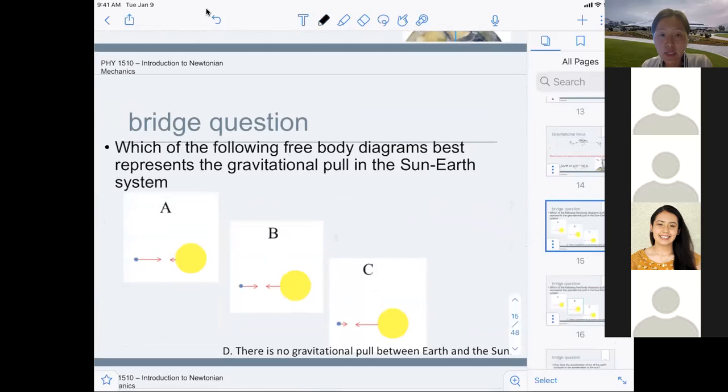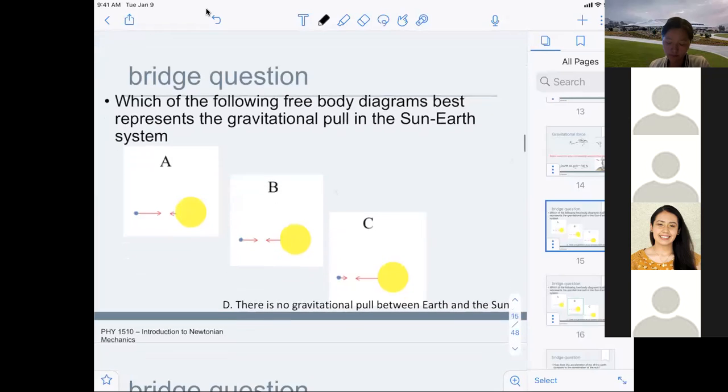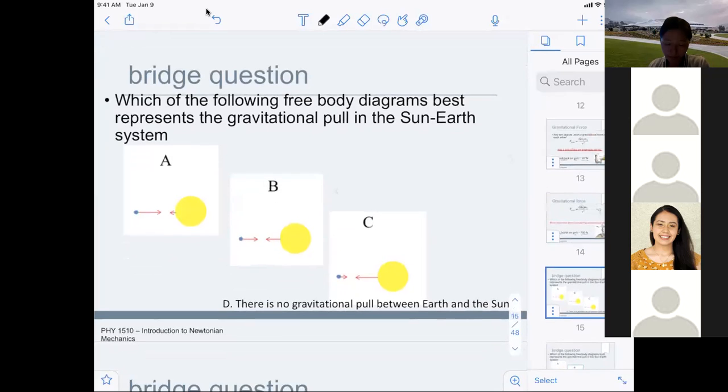We have 3 different diagrams representing the gravitational attraction between the sun and the Earth. These little blue dots represent our Earth, and the giant yellow dot represents our sun. Okay, so which one of these diagrams is correct? I think B is, because the force arrows, vector arrows, are the exact same for both of them.